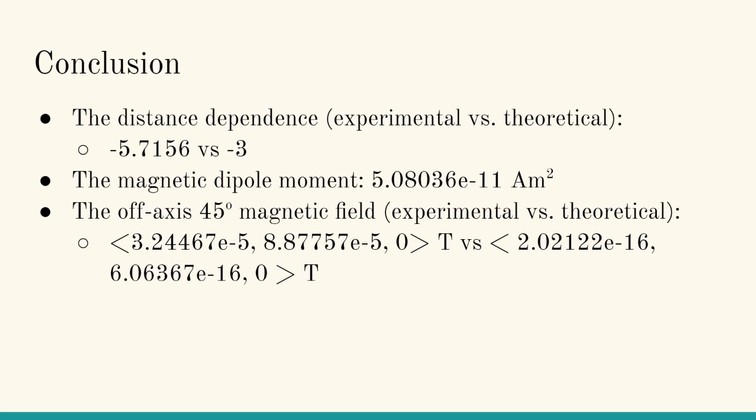So to conclude, the distance dependence, or n, my experimental value was negative 5.7156 versus negative 3, which you could tell from the dipole formula. The magnetic dipole moment was 5.0836 times 10 to the negative 11 amps times meter squared. And then the two vectors on the bottom represented the off-axis 45-degree angle magnetic field that I found.